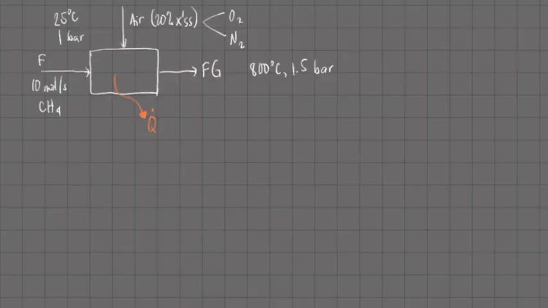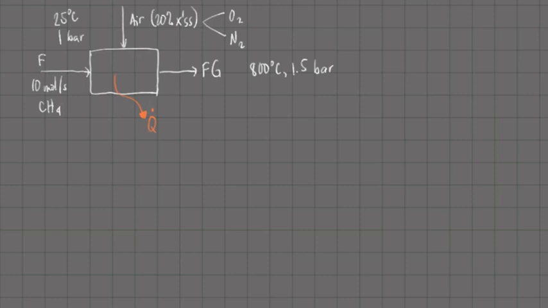So I have represented the combustion chamber as a reactor. We have the feed, that's 10 moles per second of methane, along with 20% excess air. And it was specified that our feed and the air are at 25 degrees Celsius and 1 bar, while our flue gases exit at 800 degrees Celsius and 1.5 bar.